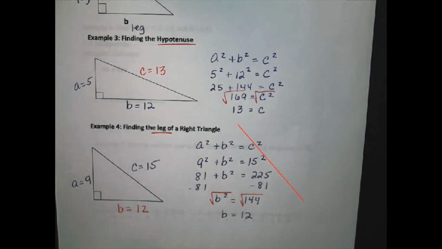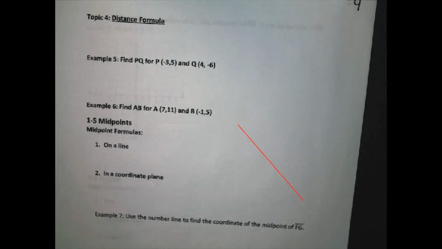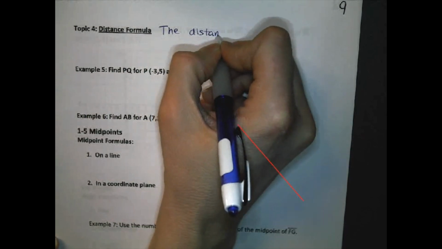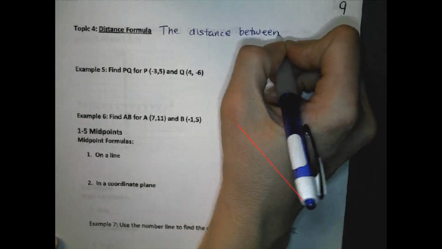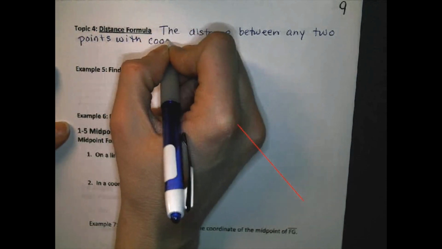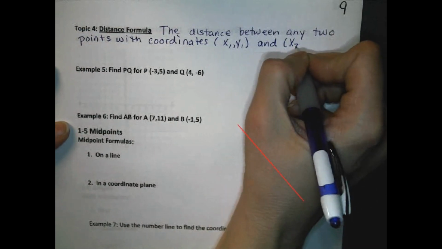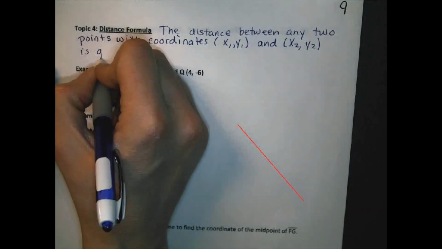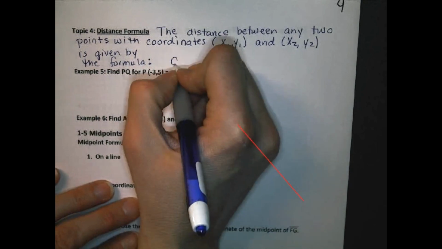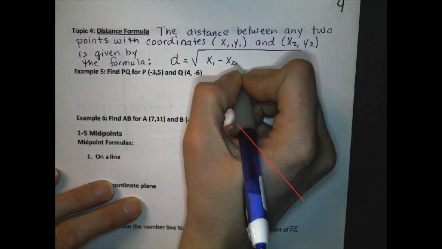Moving on to page 9, we're going to talk about the distance formula. The distance formula says that the distance between any 2 points with coordinates x1, y1, and x2, y2 is given by the following formula. D for distance equals the square root of x1 minus x2 quantity squared plus y1 minus y2 quantity squared.